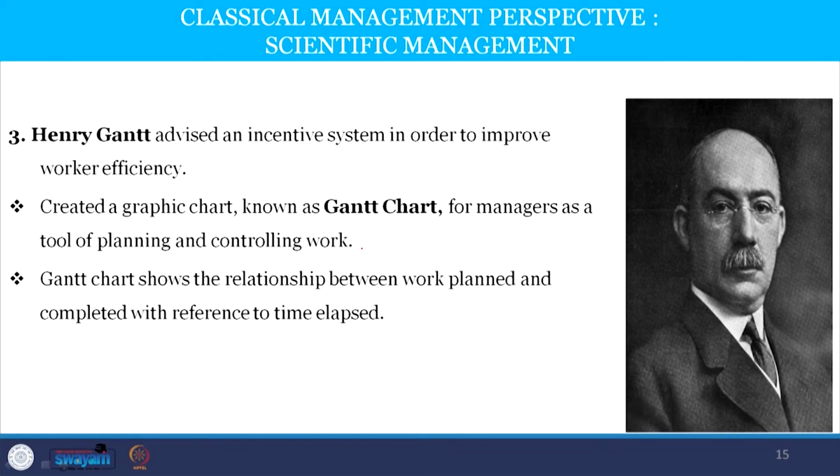Henry Gantt came up with another concept of scientific management. Gantt advised an incentive system, which was earlier proposed by Frederick Winslow Taylor, to improve worker efficiency. He created a graphical chart known as the Gantt chart, a famous chart proposed for managers as a tool for planning, controlling and scheduling work. The Gantt chart shows the relationship between work planned and completion of the task with reference to the passage of time.